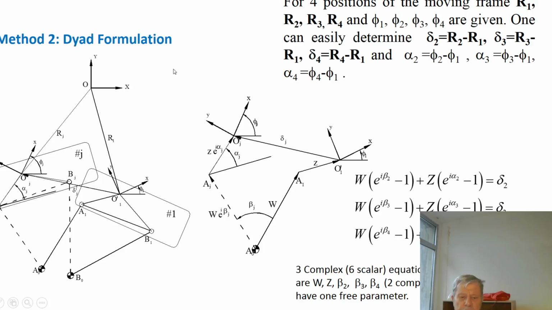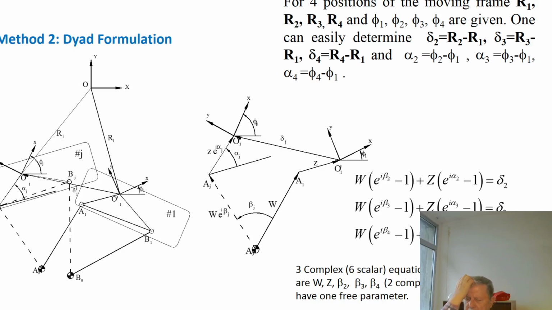For four positions, we will have three equations. W e^(iβ2) plus Z e^(iα2) is equal to δ2. W e^(iβ3) plus Z e^(iα3) is equal to δ3. W e^(iβ4) plus Z e^(iα4) is equal to δ4. Now, we have three complex equations.